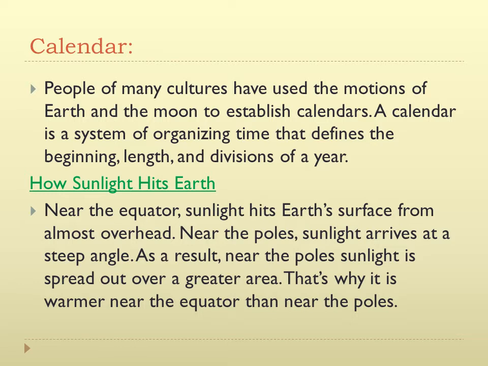Now, how does sunlight heat Earth? Near the equator, sunlight hits Earth's surface from almost overhead, but near the pole, sunlight arrives at a steep angle. As a result, near the pole, sunlight is spread out over a greater area. That's why it is warmer near the equator than near the pole. So the equator receives the straight light from the Sun. Please watch the YouTube link that I gave, so you can get the point of how the equator gets warmer than the pole.